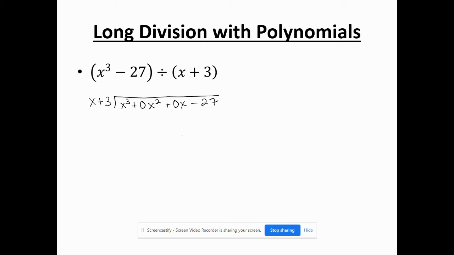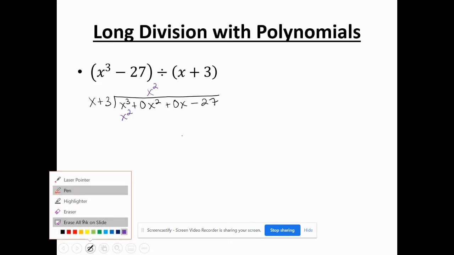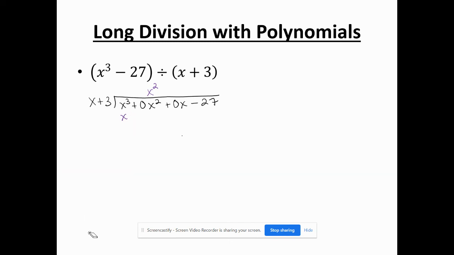Okay, so placeholders abound. Let's take a look. Let's dive in. What times x gives me x to the third? Well, x squared does. I was saying x squared, so I wrote it. x squared times x is x to the third. x squared times 3 is 3x squared.